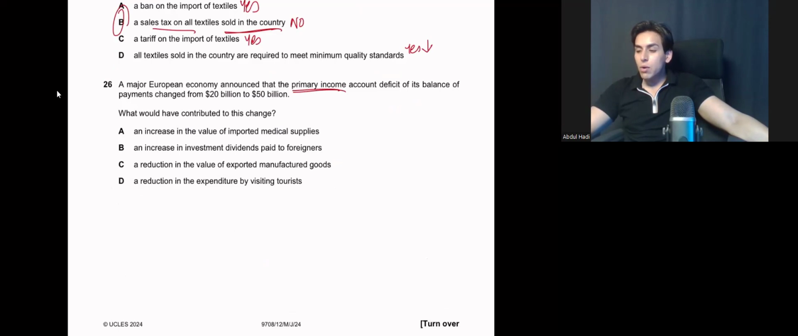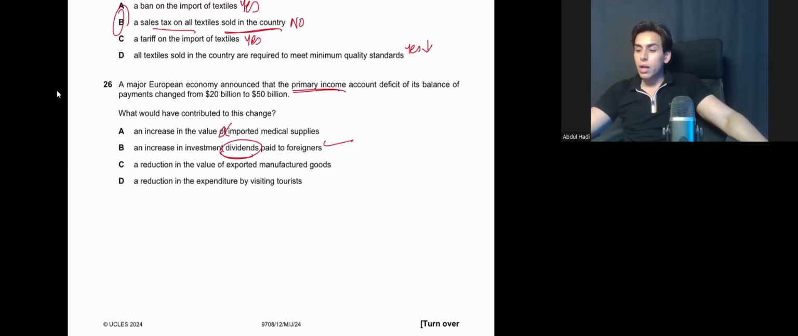An increase in the value of imported medical supplies. This affects your trade in goods section, the import side. An increase in investment dividends paid to foreigners, because dividends, interest income, and interest from loans, interest saving, all of these lie in primary income. So an increase in investment dividend means that Pakistan is paying dividends to many people who are living abroad. Once money flows out of the economy, this will reduce primary income of Pakistan. So this could be one of the reasons.